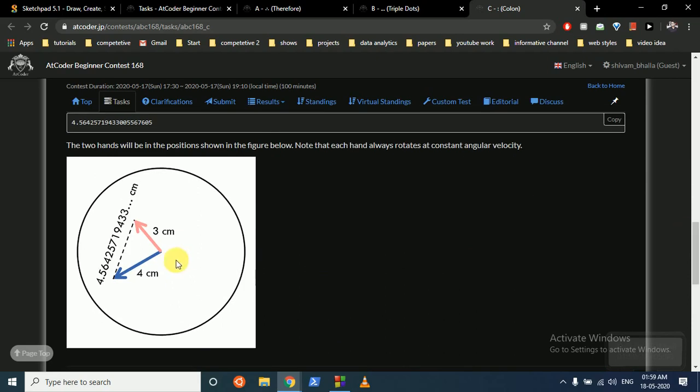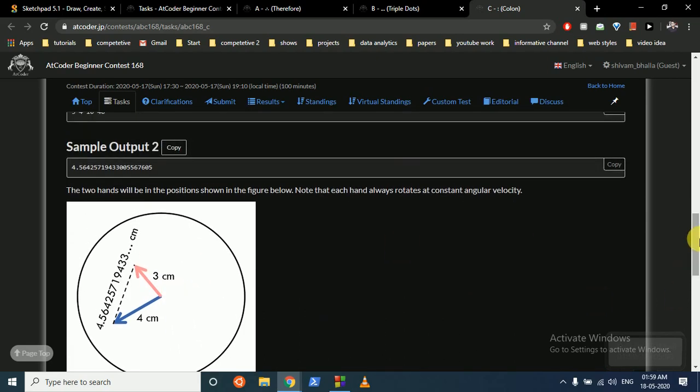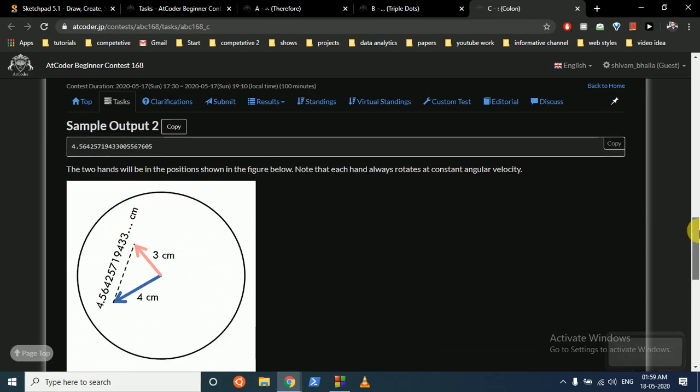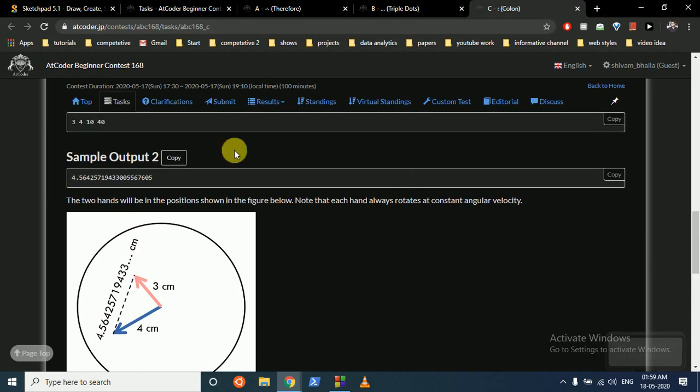Same as in this question, as you can see, the lengths are 3 and 4, and the hour hand is at 10. As you can imagine, here will be 12 and here will be 10, and the minute hand is at 40, and you have to find out the distance between the tips. Okay, so the question statement is clear. So let's draw it out and it will be more clear to you.